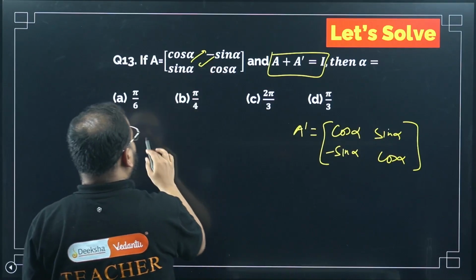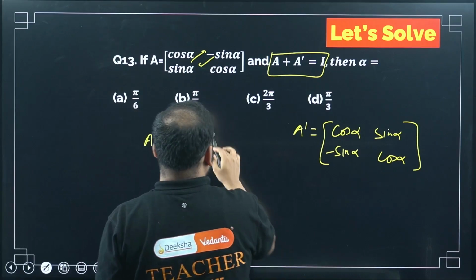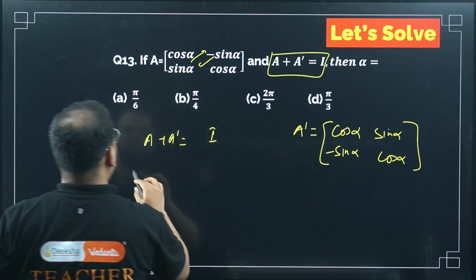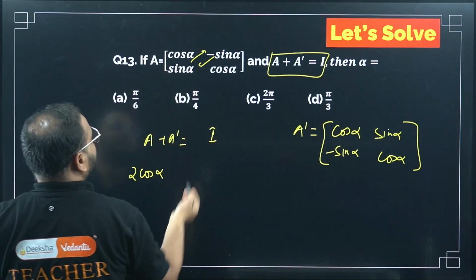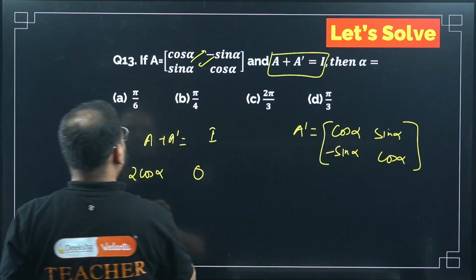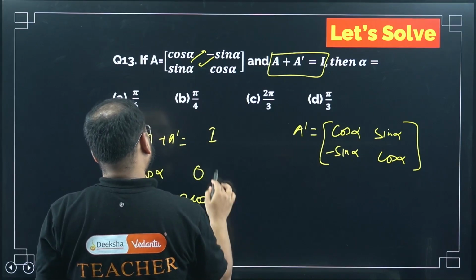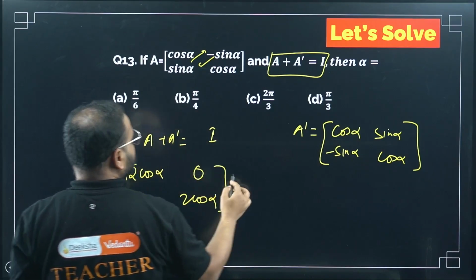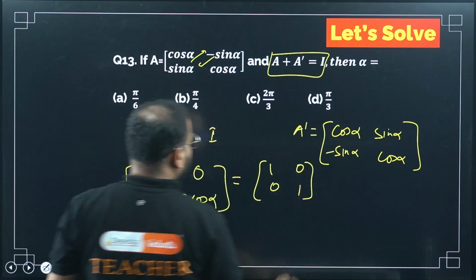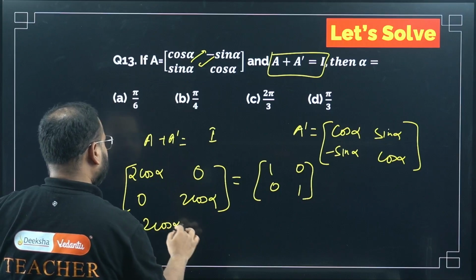Now they are saying add with A. So A plus A transpose. They said this is I. What is A plus A transpose? Cos alpha plus cos alpha is 2 cos alpha. Minus sin alpha plus sin alpha is 0. Sin alpha plus minus sin alpha is 0. And cos alpha plus cos alpha is again 2 cos alpha. This is my addition. What is this equal to? Identity means 1, 0, 0, 1. Compare it please. I get 2 cos alpha equals 1.